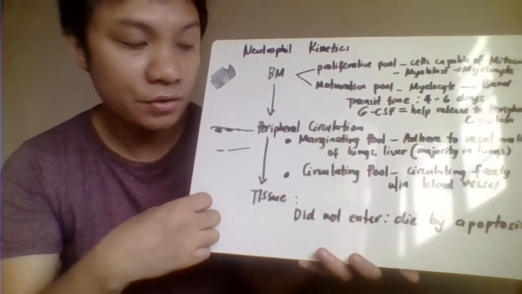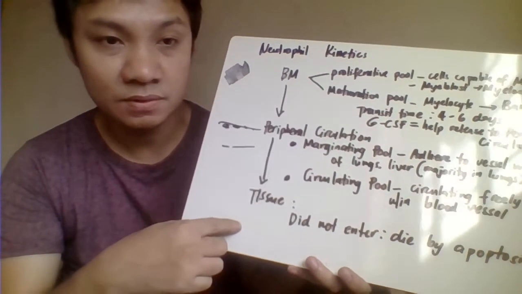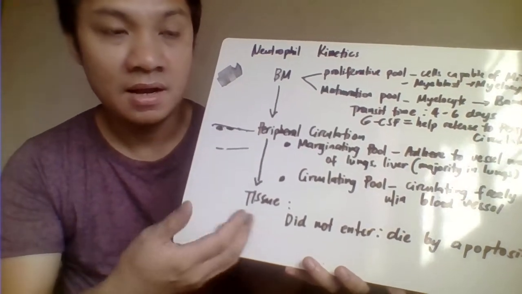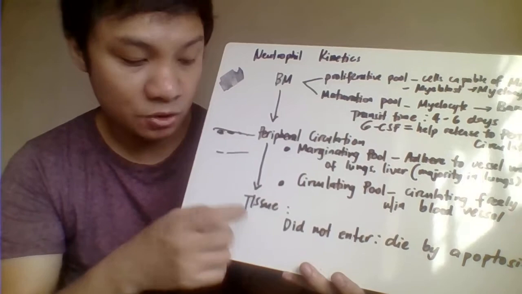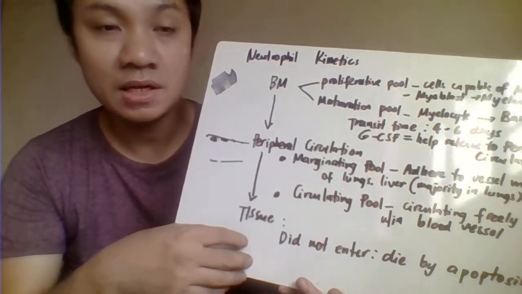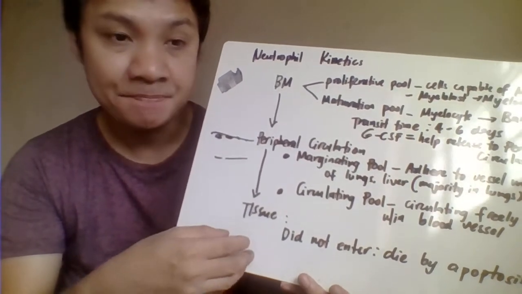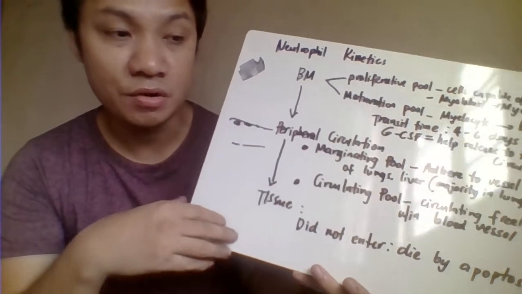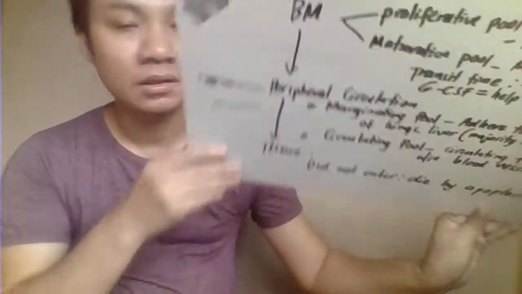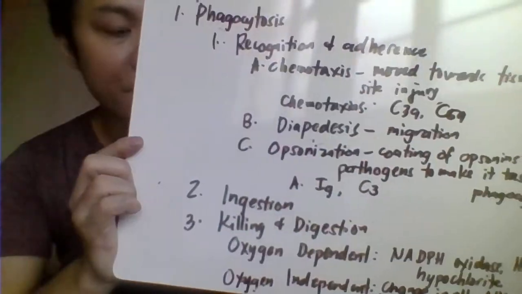And after that, your neutrophil tries to enter the tissues where they try to exert their phagocytic function. Those neutrophils not able to enter the tissue die because they're not able to meet with your pathogen. Okay, now we go to the functions of your neutrophil.